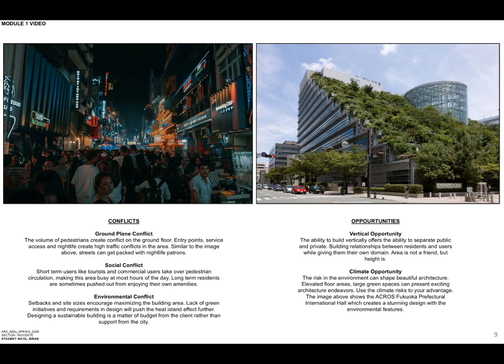We take a look at the conflicts and opportunities. Big conflicts would be ground plane conflict and how congested it can get, and the social environmental conflict, social being that the short-term users are usually catered to more, like tourists. We want to balance that out a little bit for both short-term and long-term. The environmental conflict as well, as it sits in a flood zone and it suffers quite a bit from the heat island effect. For opportunities, we have things like vertical opportunities, with the ability to build relationships by constructing up instead of horizontally. And we have the climate opportunity, which helps use sustainable design to help boost our project.